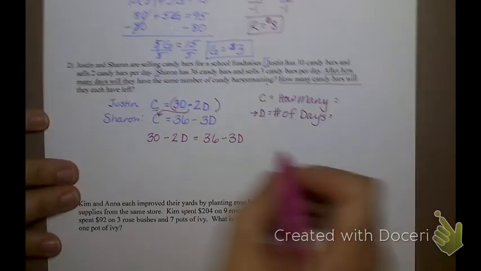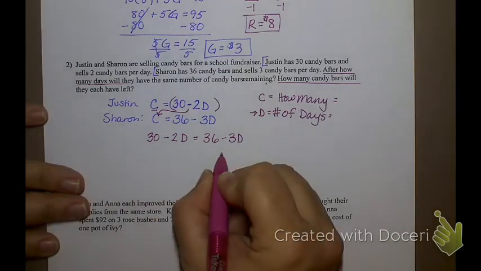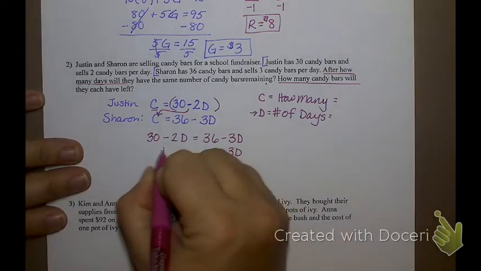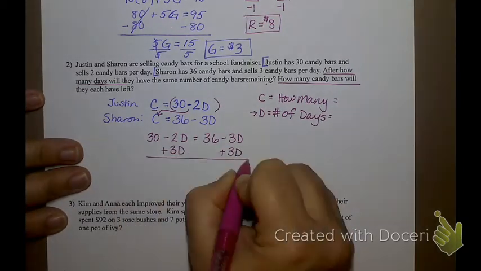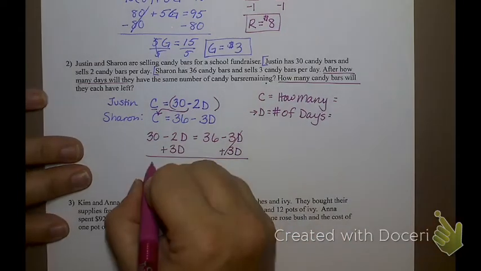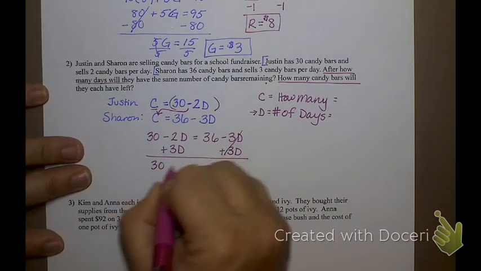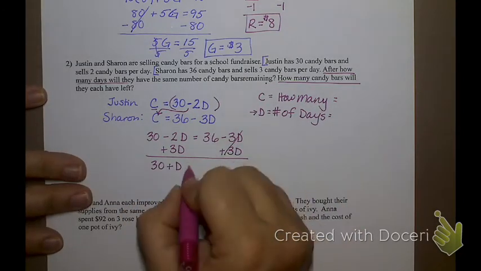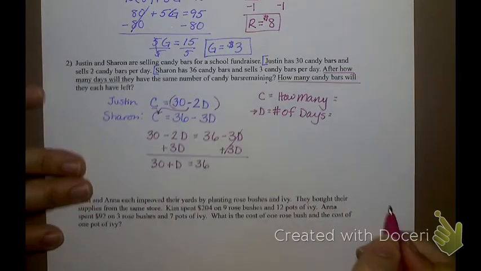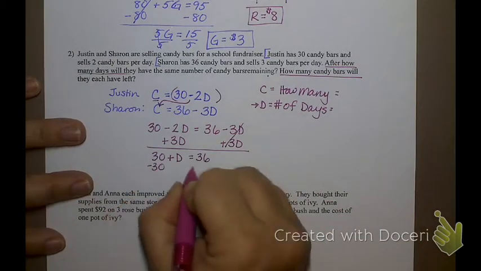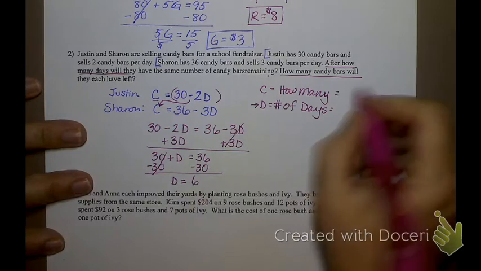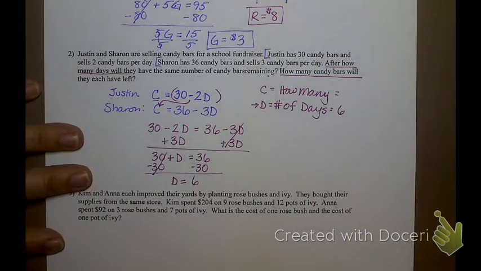Okay. So let's solve this. What am I going to do here? Right. We need to move things together, right? I'm going to move the 3D so that my D becomes what? Positive. So I have 30, negative 2D plus 3D is positive D. And you could use a lowercase d if you want to. That's fine. No big deal. Now what? Subtract 30. And D is equal to 6. So it's 6 days until they have the same amount left.